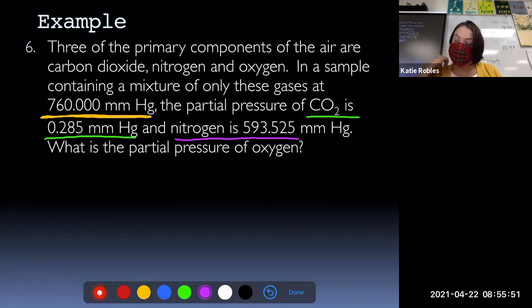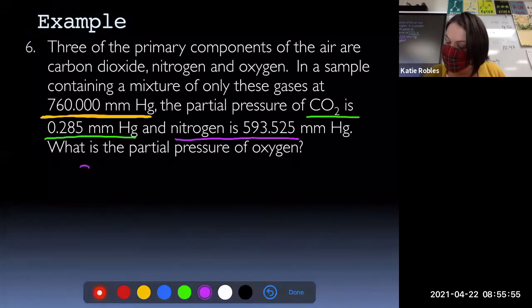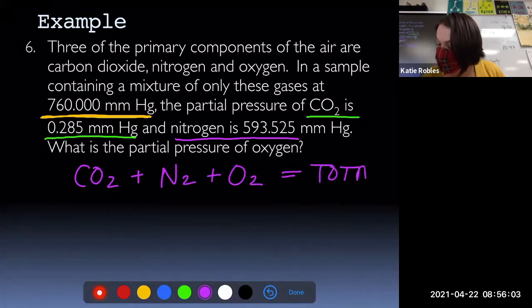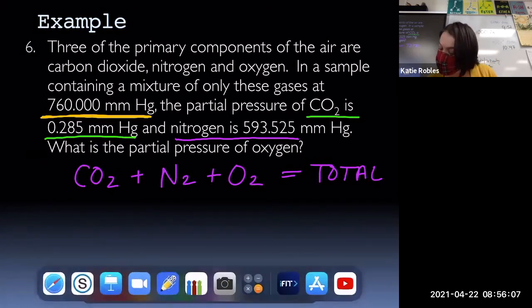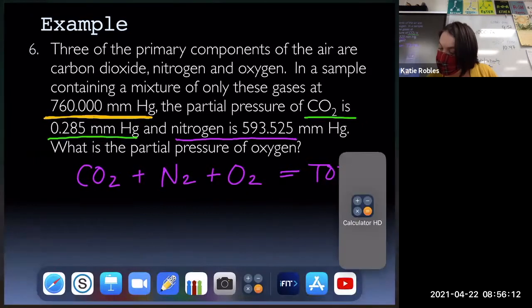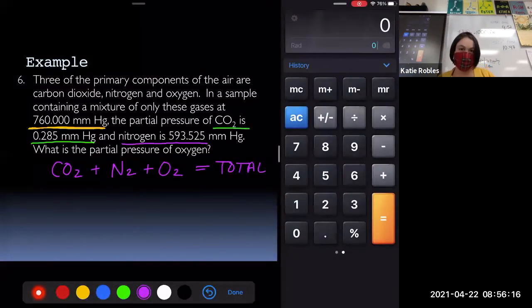So this is pretty easy. It's just parts, right? So you have the CO2 plus the nitrogen plus the oxygen is going to equal the total pressure. However you would like to write this out, I think the easiest way to think about this problem is, instead of doing an addition problem and then a subtraction problem, to just do a subtraction problem, right?